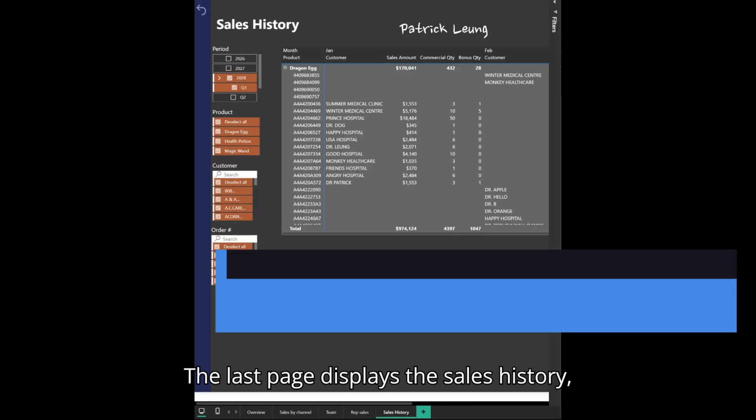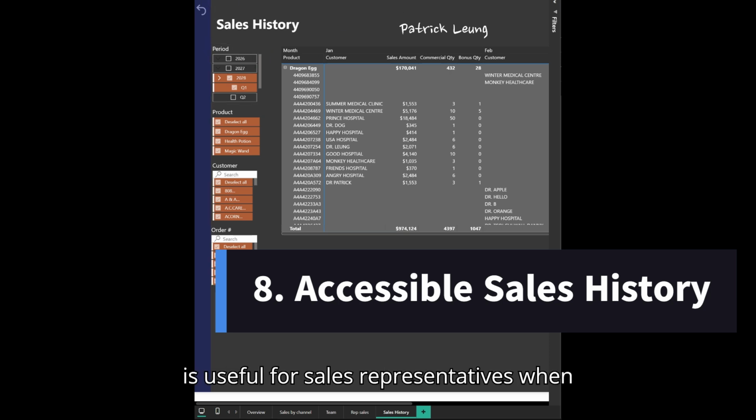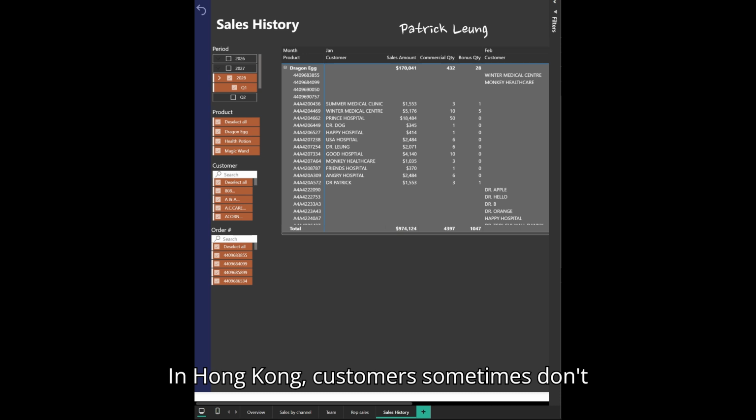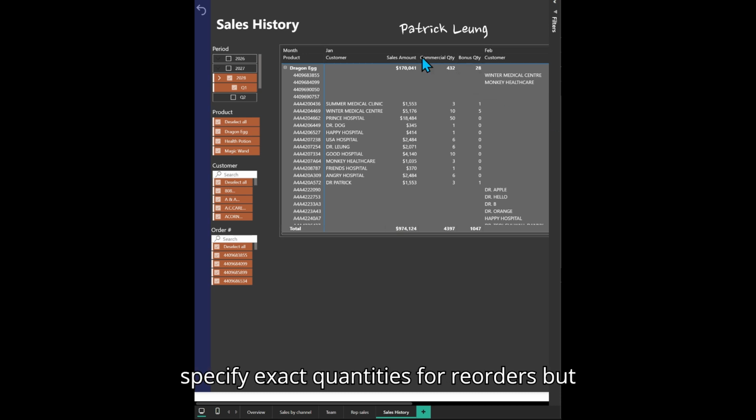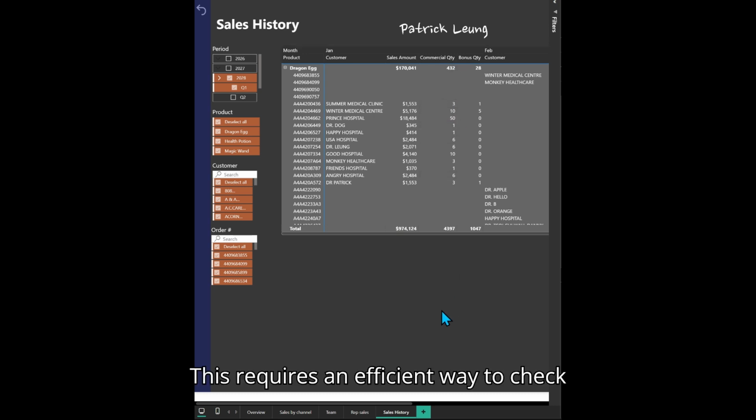The last page displays the sales history, which is useful for sales representatives when looking up past records. In Hong Kong, customers sometimes don't specify exact quantities for reorders but simply request the same order as last time. This requires an efficient way to check sales history. I created a filter that allows searching by customer name or invoice number.